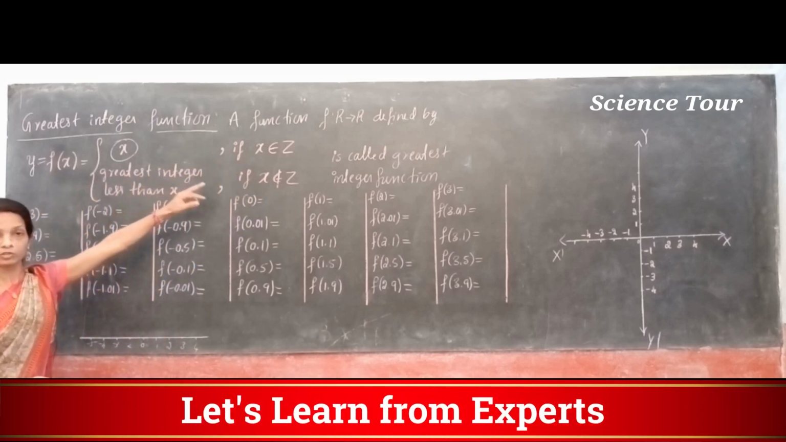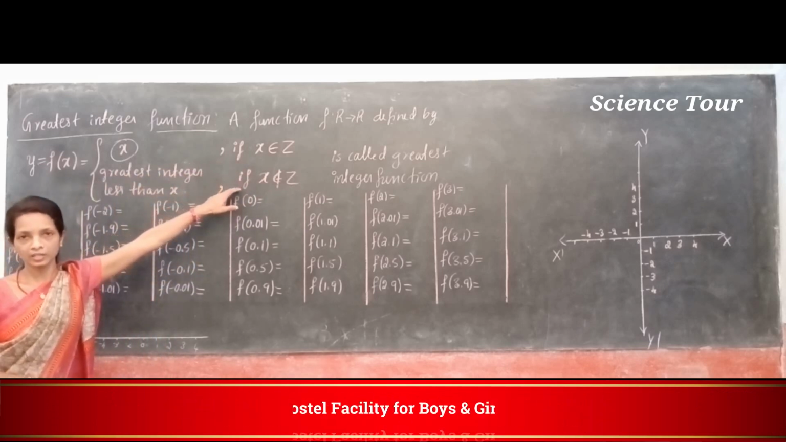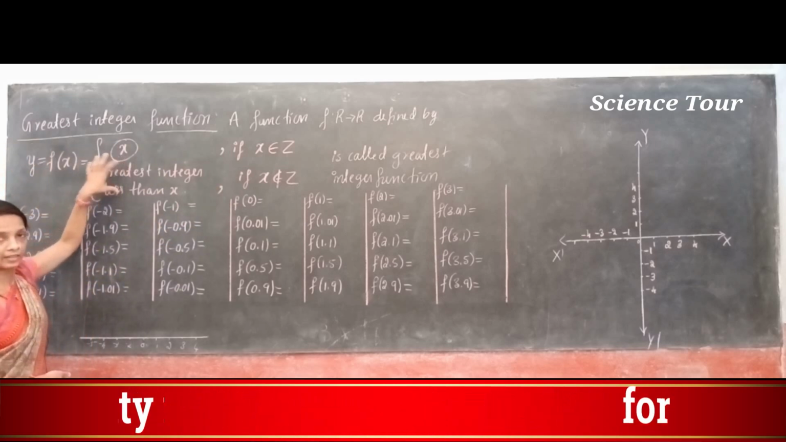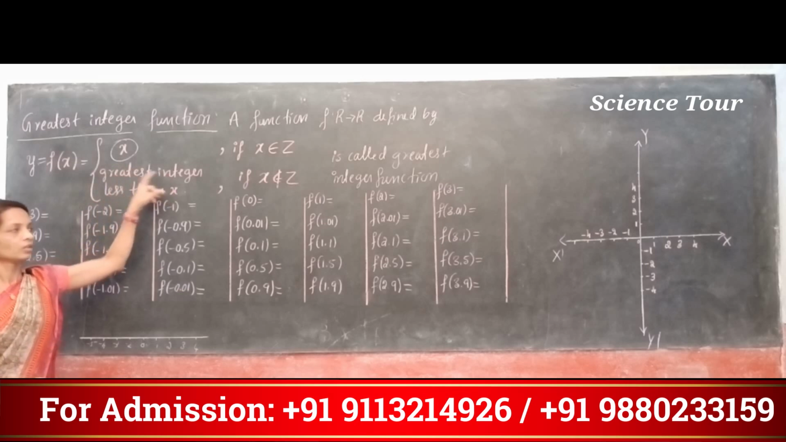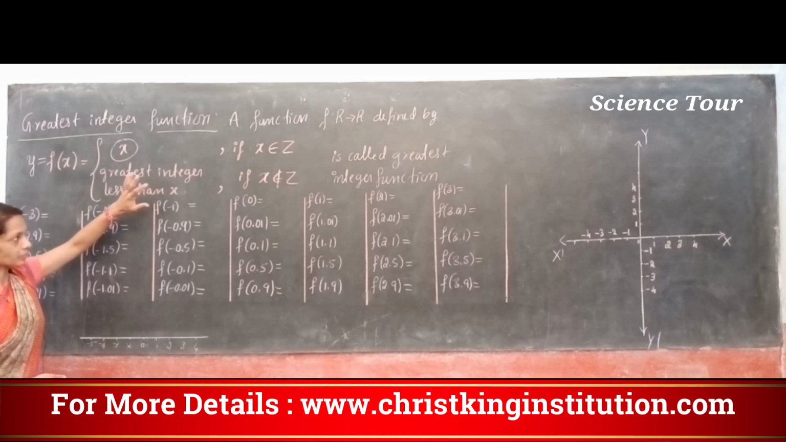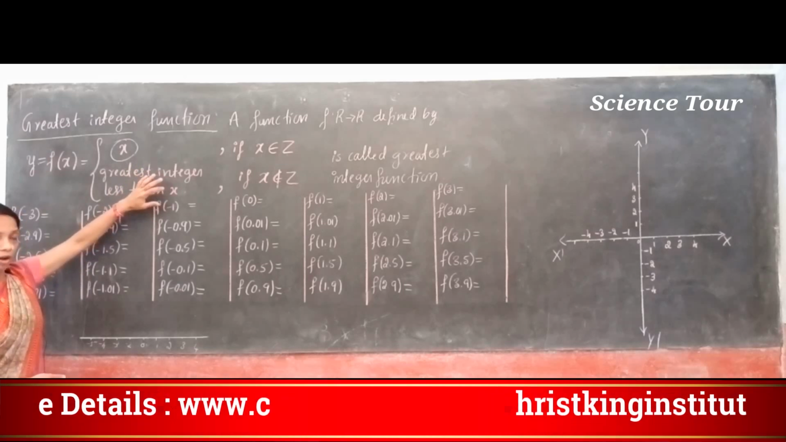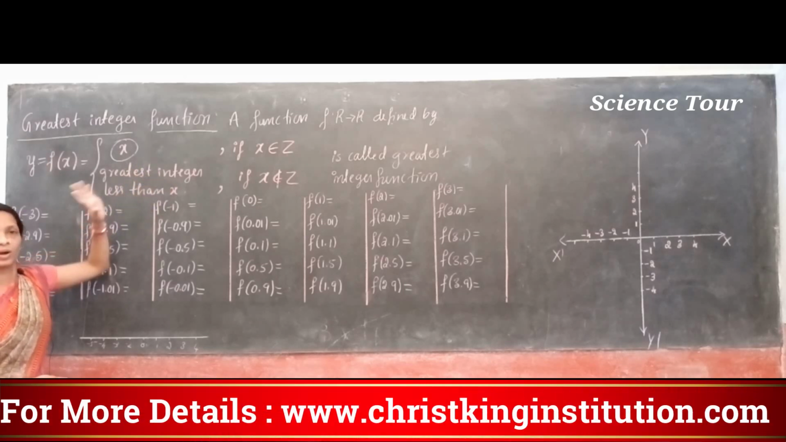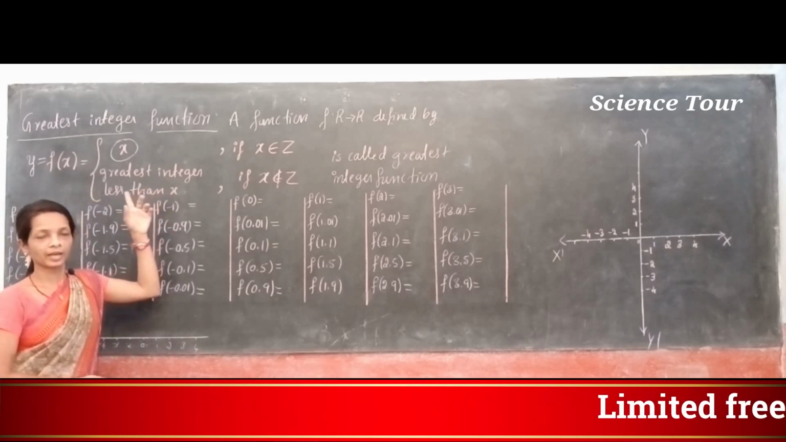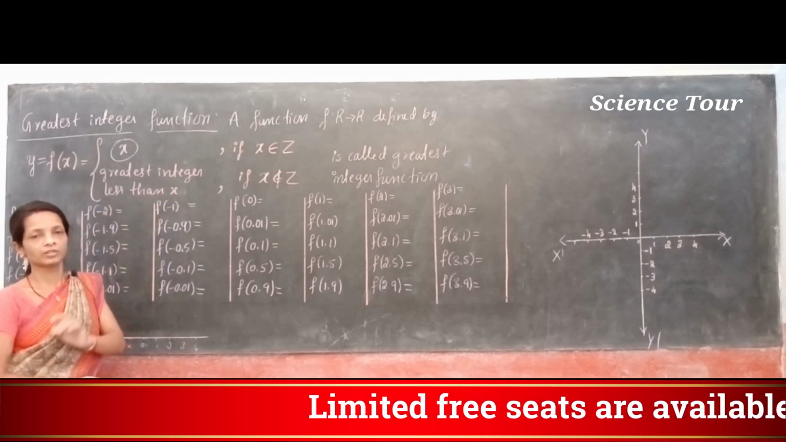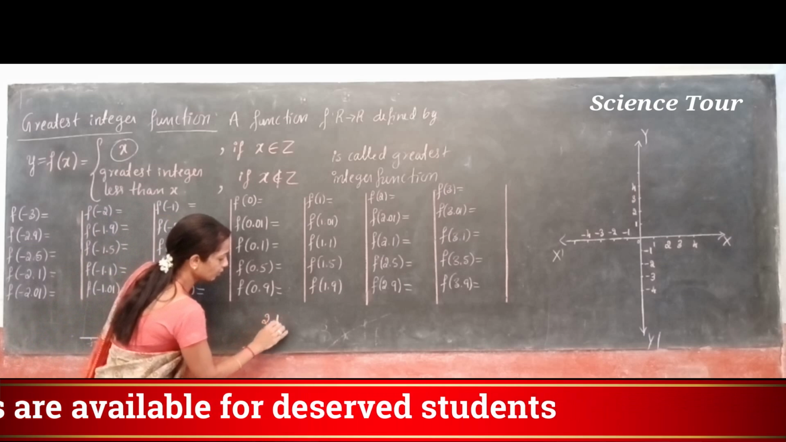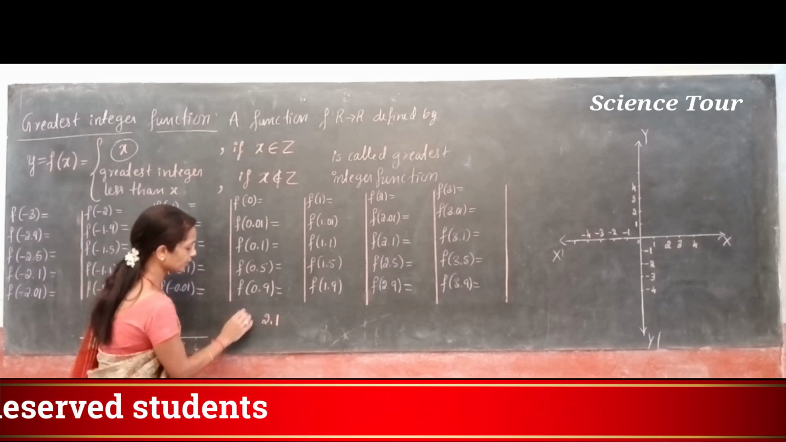If x does not belong to Z, means if x is not an integer, then to find the y value you have to use the second line, that is the greatest integer less than x. You have to see which are the integers which are less than x. How many integers you have less than x? You have infinitely many integers which are less than x, but among those integers you have to consider the greatest one. For example, if I take 2.1, that is not an integer.